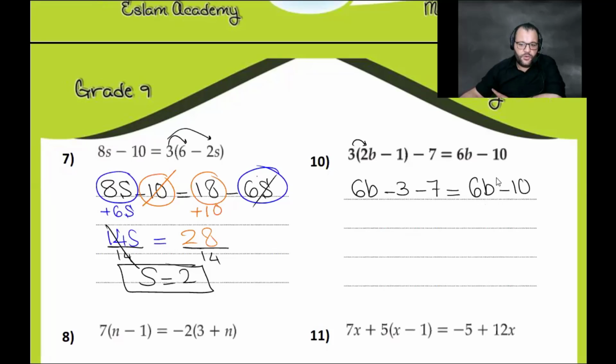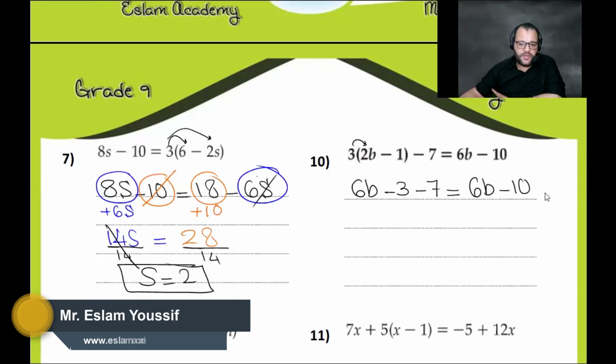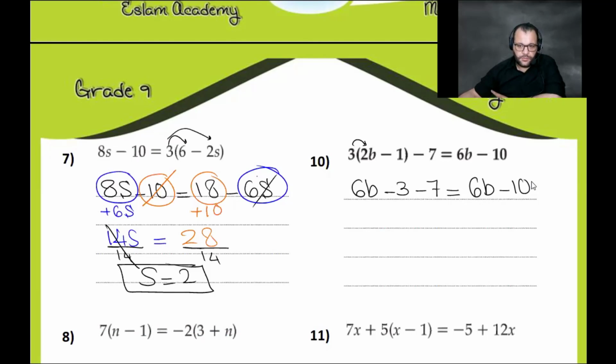Okay. Now we have b at the left and b at the right, number at the left and number at the right. So collect all of them together. Negative 10, switch it to the left? Take the variable to the left and the number to the right. So 6b minus 6b is 0. Minus 6b. Leave the answer now.